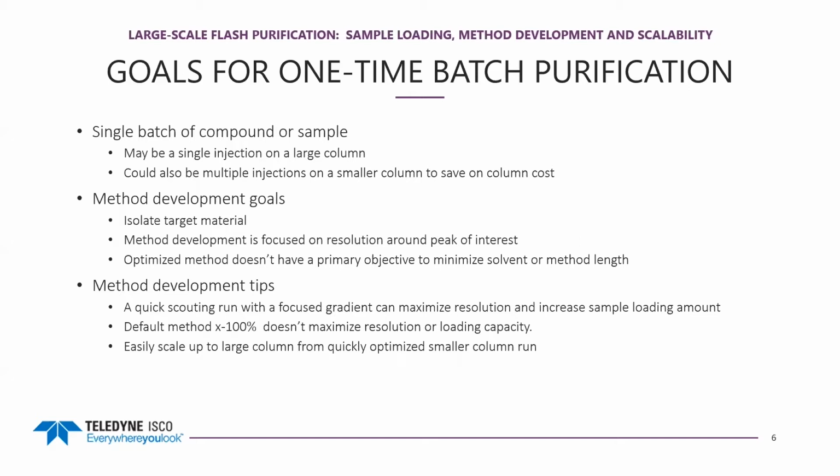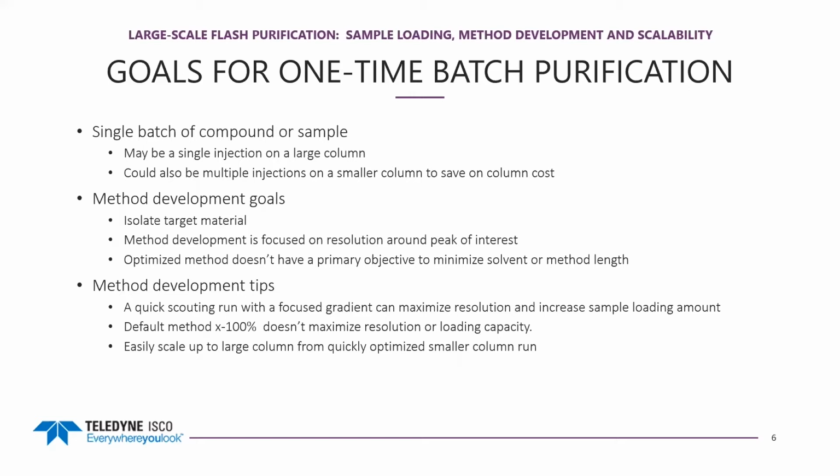The default method where you go from 0 or 5 to 10 to 100% doesn't maximize resolution or loading capacity. A lot of that run is time spent where the compound's not moving down the column. So it leads to an increased amount of solvent that's used that isn't necessary for the purification, and it also results in lost time.